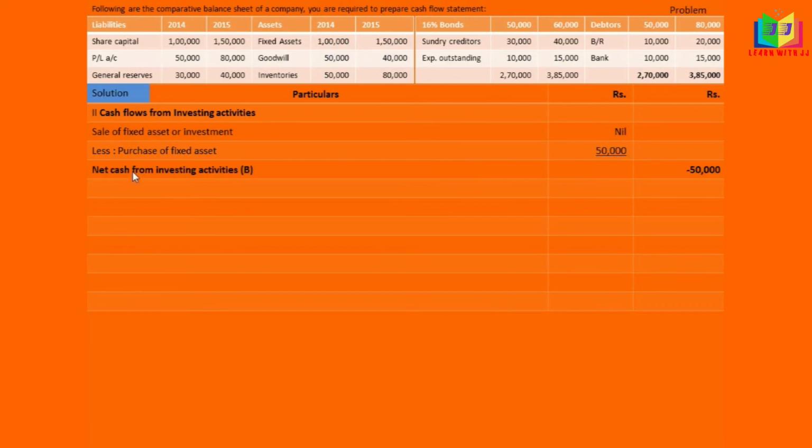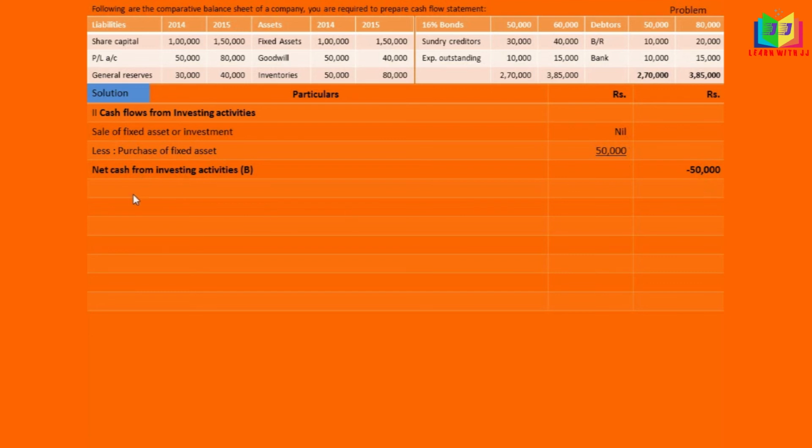With regard to this investing activity, we don't have sale of fixed asset because it is 1 lakh here and it is 1,50,000 here. We have only purchase. So if we subtract 50,000, we'll get minus 50,000. Net cash from investing activity is minus 50,000, because we don't have any sale part. So nil minus 50,000 we'll get in negative figure, minus 50,000.